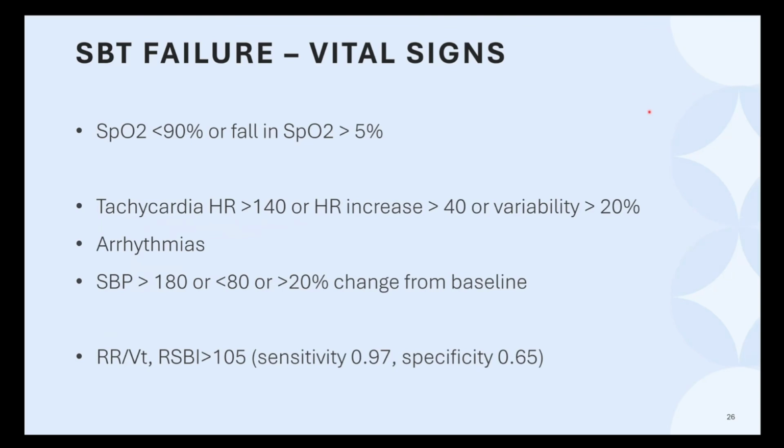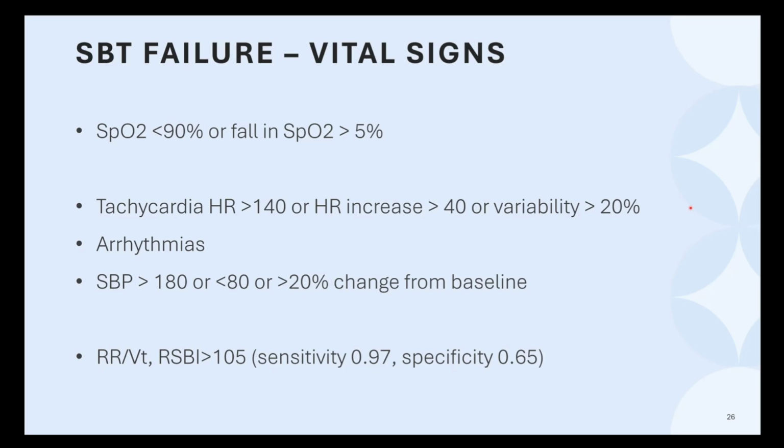The second one of failure for SBT would be vital signs. If their saturation drops to less than 90%, or there's a fall of more than 5% in their SpO2, you shouldn't be continuing the SBT. You know that it's a failed SBT at that point. So those are the SpO2 criteria. The third part is hemodynamic, cardiovascular signs. If they're tachycardic, heart rate more than 140, or an increase of 40 from baseline, or there's a variability of more than 20%. If there's any sort of arrhythmia, I think it's not uncommon.